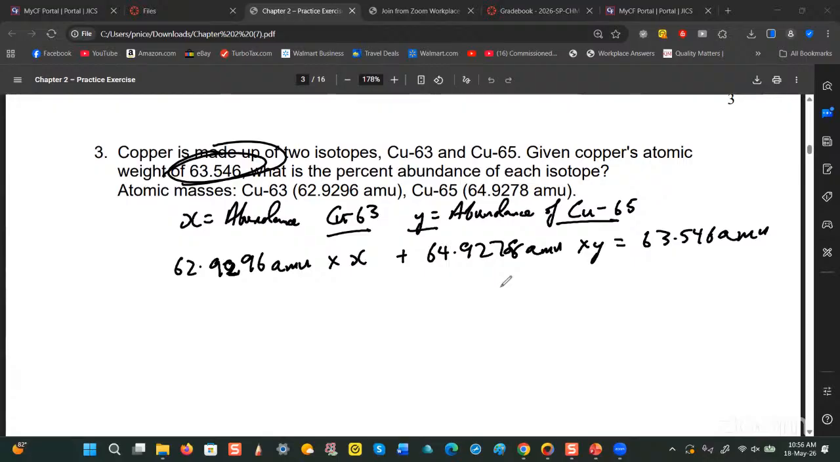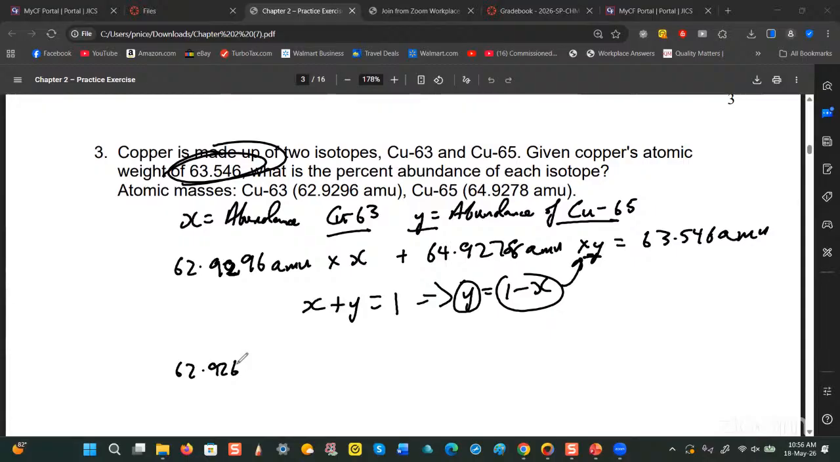Y equals 1 minus x. Yep. I was about to say X plus Y equals 1, but you're right, same thing. Y is equal to 1 minus X. So where Y is here, we can put 1 minus X there.